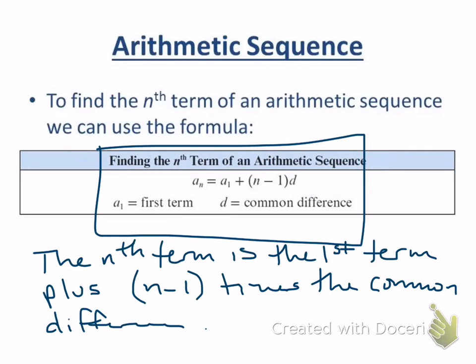Now, I don't know any way to help you learn that other than to memorize it. It's one of those things you commit to memory. We'll put a little teeth behind it in just a second, but the nth term is the first term plus n minus 1 times the common difference. Okay? You got that, Charlie? Charles? All right.